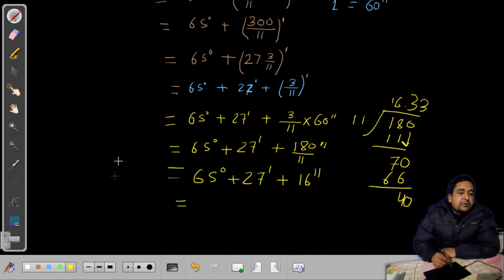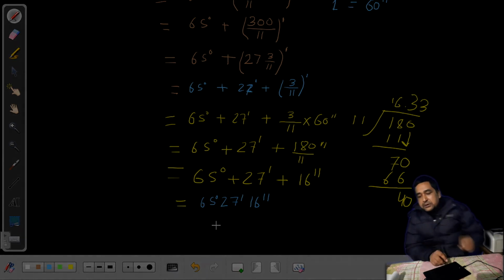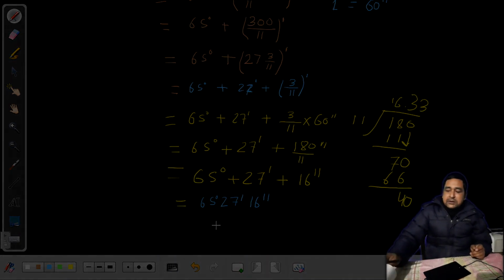Now write it in the combined or condensed form. The condensed form is 65 degree 27 minute 16 second. Okay, now in the same way try to solve other questions from your textbook, that is third chapter exercise 3.